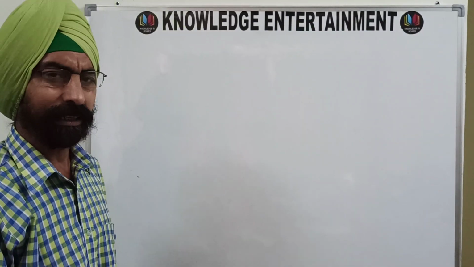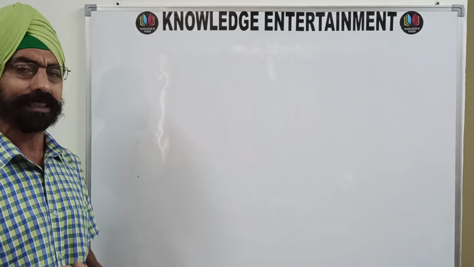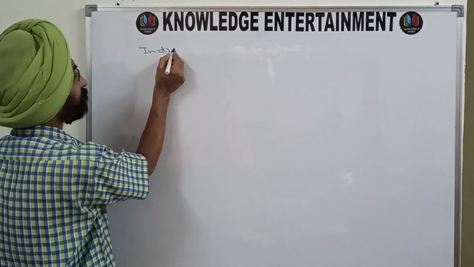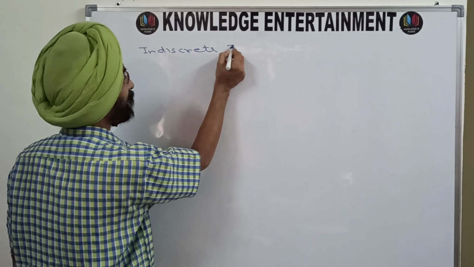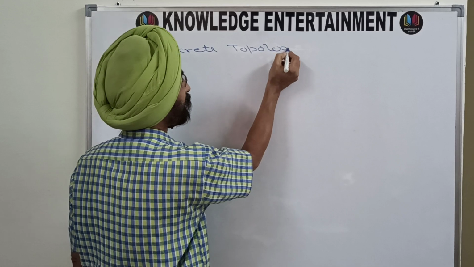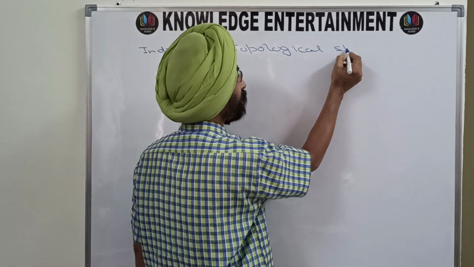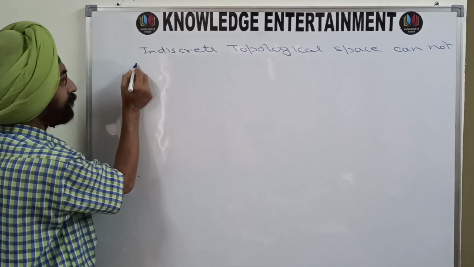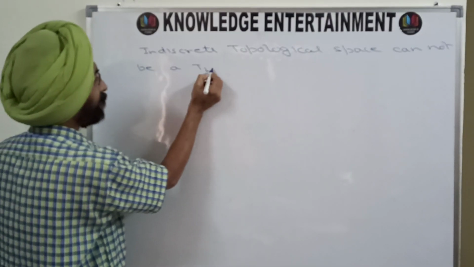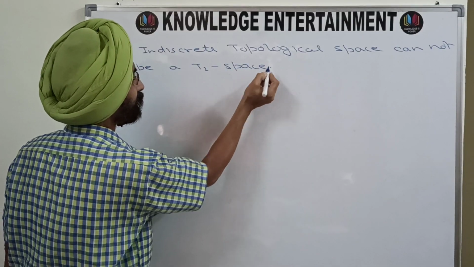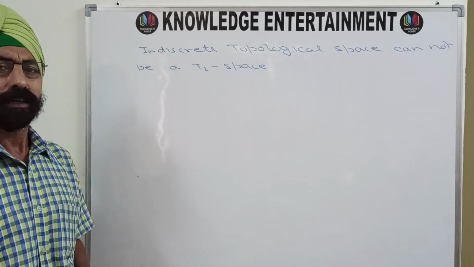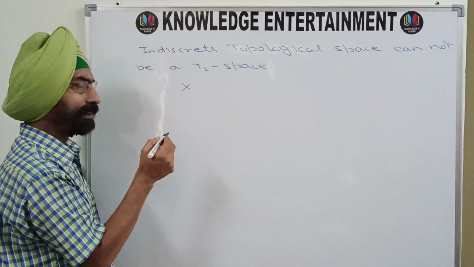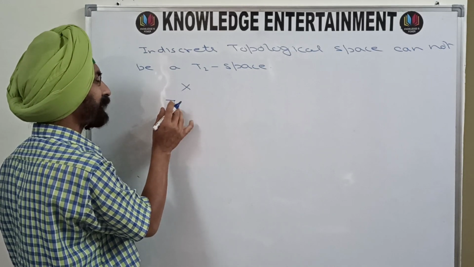So another, I must not say that it is a theorem, you can say an example. Your indiscrete topological space cannot be a T2 space. It cannot be a T2 space. And the reason is very, very much obvious. Suppose you have a set X and a topology tau, indiscrete topology you can say.